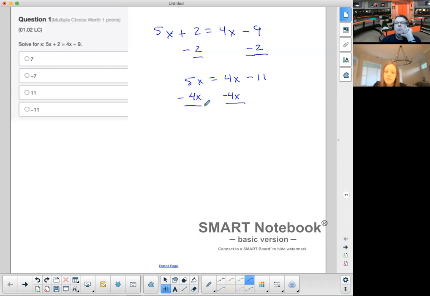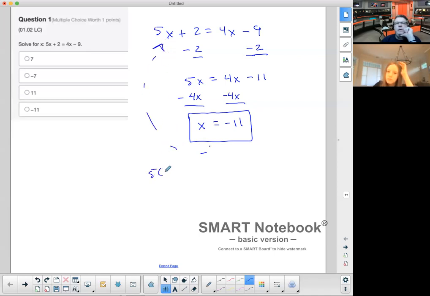And then 5x minus 4x leaves me with one x, which we just write as x. Is that okay? Yeah. And then we have solved it because 4x minus 4x is 0. And then we have negative 11. Does that make sense? Yeah. Okay. And then you can always check it, right? Yeah, if you wanted to. And then it should make a true sentence.